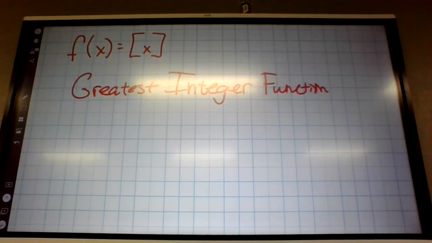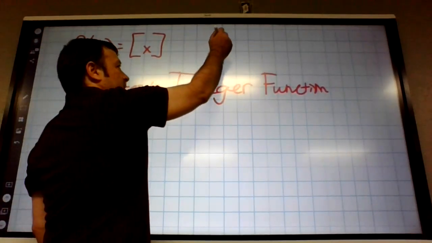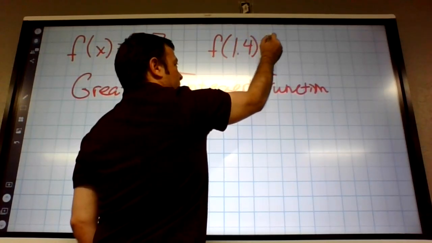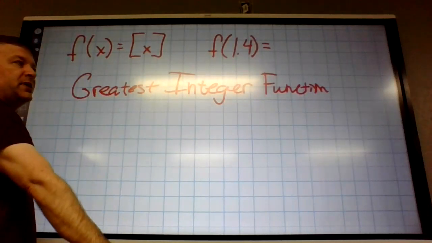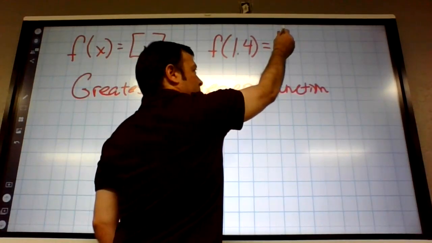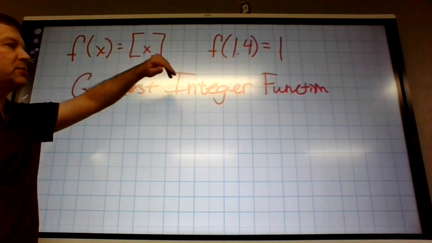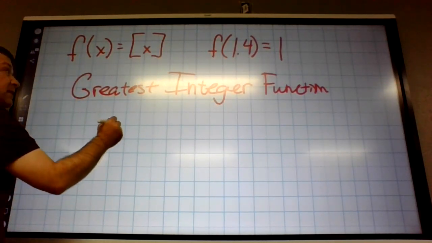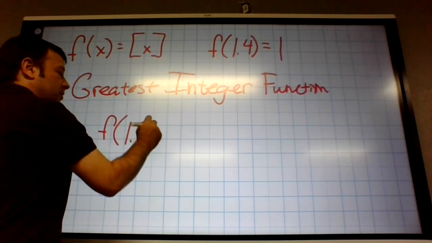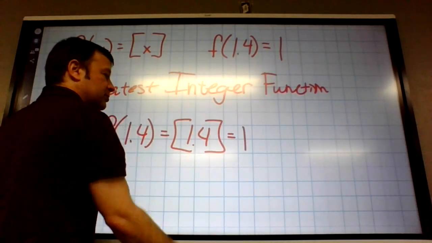So basically what it does is whatever you plug in for x, like if we plug in 1.4, it's just gonna round it down to the next lowest integer. So this will spit out a 1. If you put 1.4 in for the x, what it'll equal is 1. So if I wrote the whole thing out, f of 1.4, you do this thing to 1.4, it just equals 1, okay?